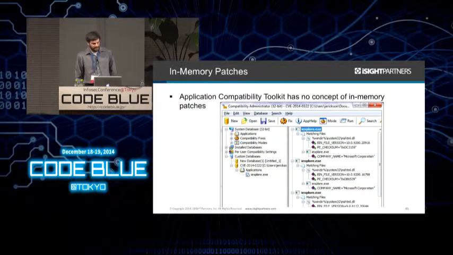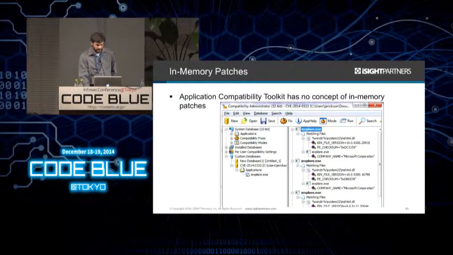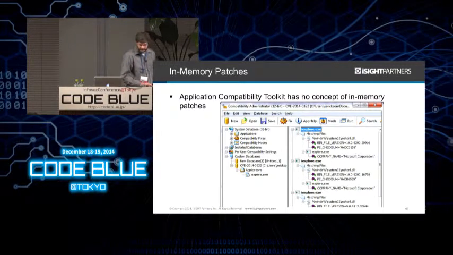So how do I figure out the information that I just showed you, that it's going to look for these call instructions and then replace them with CC bytes? I had to write my own tool to do that because none of the existing tools out there provided any information on in-memory patches.